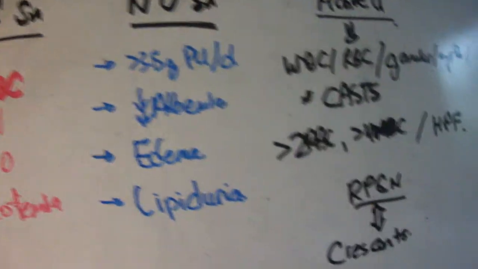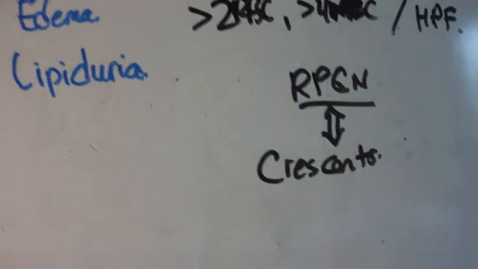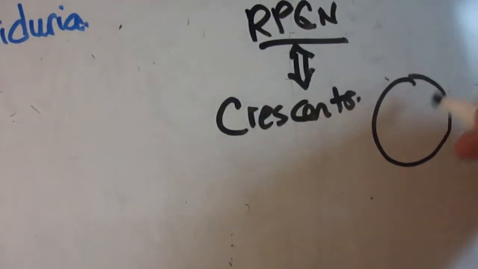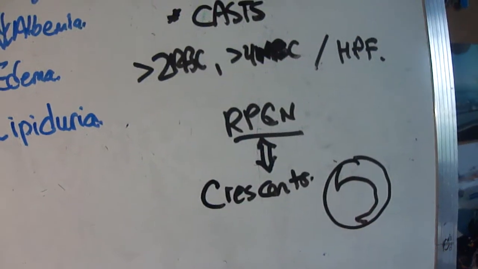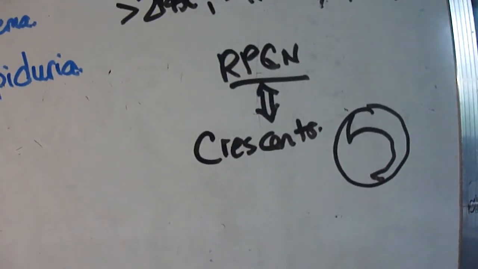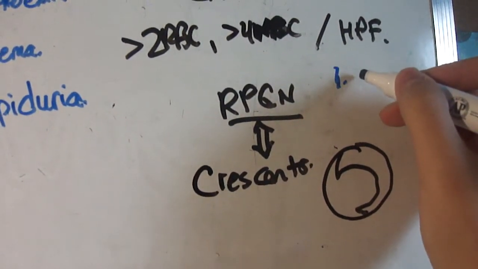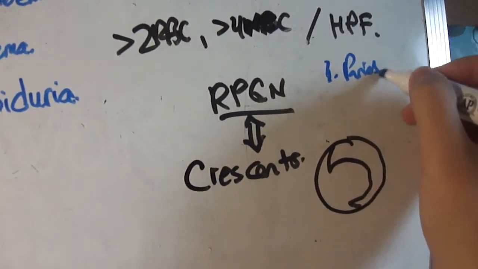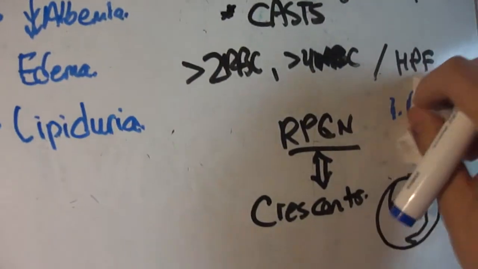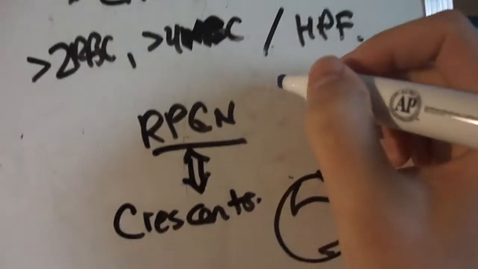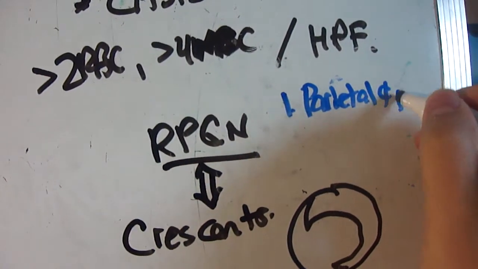Now, one important question is to understand what exactly is a crescent. In your glomerulus, you're going to have a crescenteric shaped deposition, which is abnormal. And the abnormality is you're going to have three things predominantly. So one, you're going to have parietal cell proliferation.